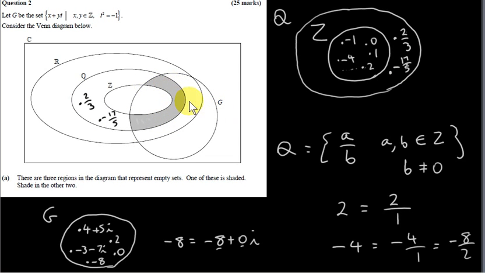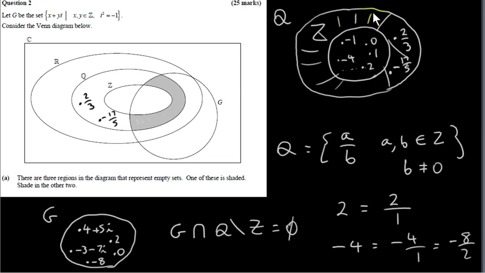So the intersection of G and Q, well, not all of Q, just to use set notation, G intersecting Q less Z. Q less Z is the shaded region in here. And if we take the intersection of G with that region, we get the empty set. There are no elements that are both in G and Q less Z.